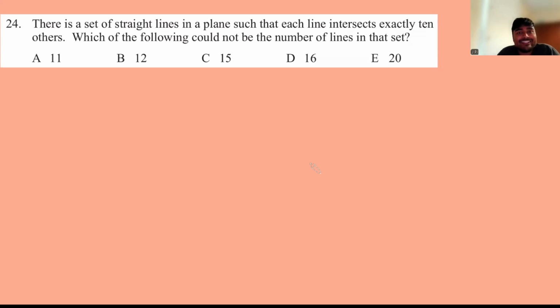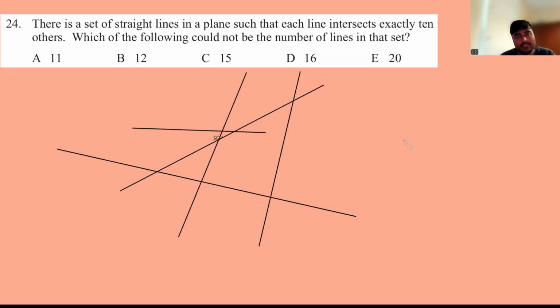There is a set of straight lines in a plane such that each line intersects exactly 10 others. Which of the following could not be the number of lines in that set? So we're going to draw a bunch of lines on the plane, and what we want is the property that each one of these lines individually intersects exactly 10 of the other lines.